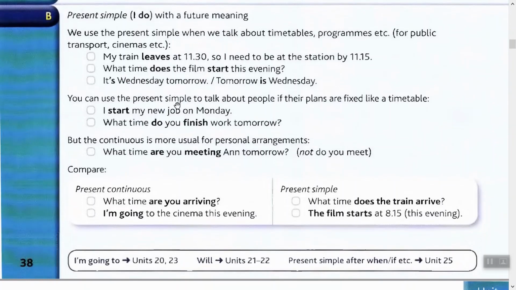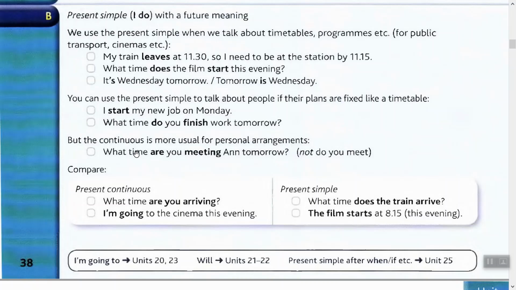You can't normally use the present simple to talk about people, only timetables. But you can use it for people if their plans are fixed and stable like a timetable. For example, I start my new job on Monday, fixed. What time do you finish work tomorrow? Something fixed. When something is fixed, we use the present simple, even with people.